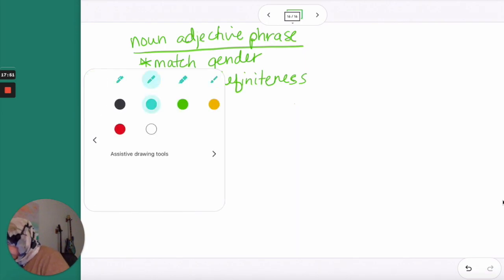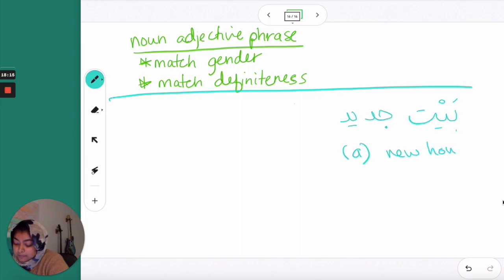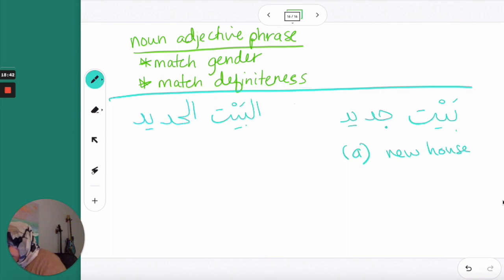So that means this. If I wanted to say new house, we would say bayt jadid. That implies a new house. If I want to say the new house, then I have to put the word alif lam, al bayt, and because that noun has alif lam, its adjective also has to have alif lam. It has to match. In order for it to be a phrase, it has to match. So we're going to say al bayt al jadid. And now this means the new house.